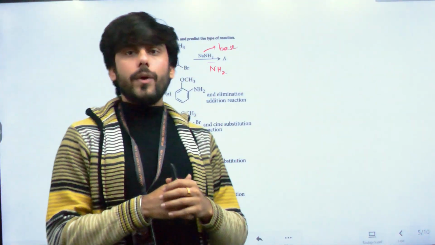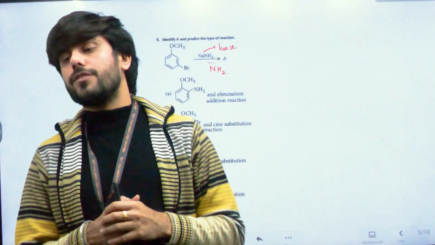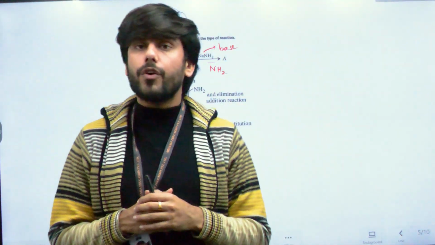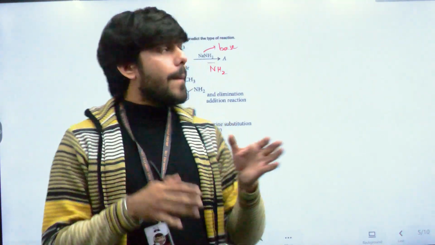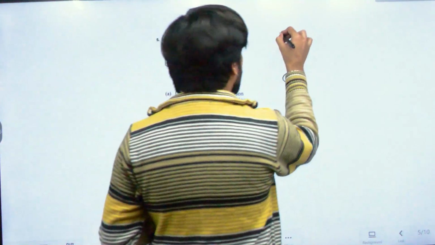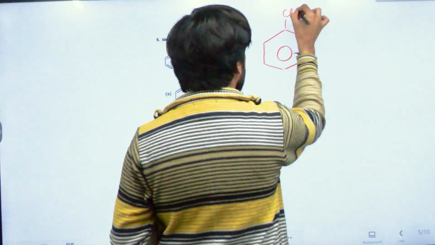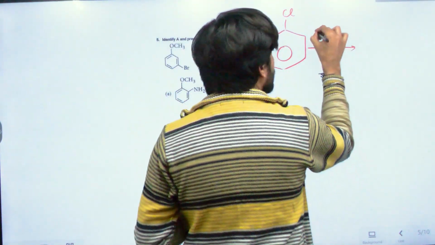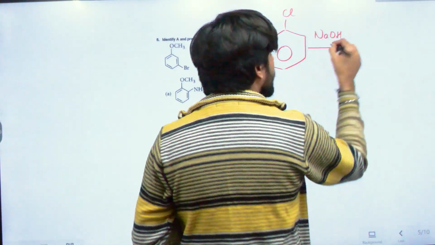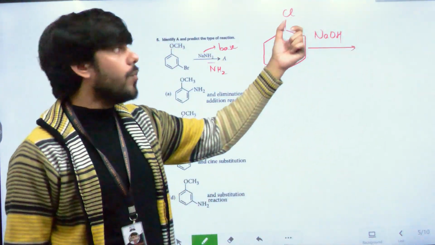So we know that haloarenes, they are quite unreactive towards nucleophilic substitution reactions, and we have the tendency that whenever I say nucleophilic substitution reactions, the first thing that comes to our mind is SN1 or SN2. But in the case of haloarenes, say if I have chlorobenzene and if I perform the nucleophilic substitution reaction, say if I have NaOH, you know that this reaction doesn't take place and you don't end up getting phenol. Why?